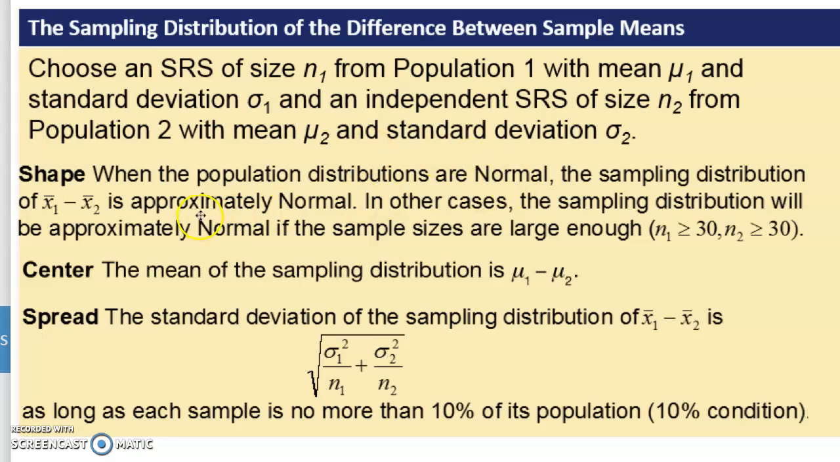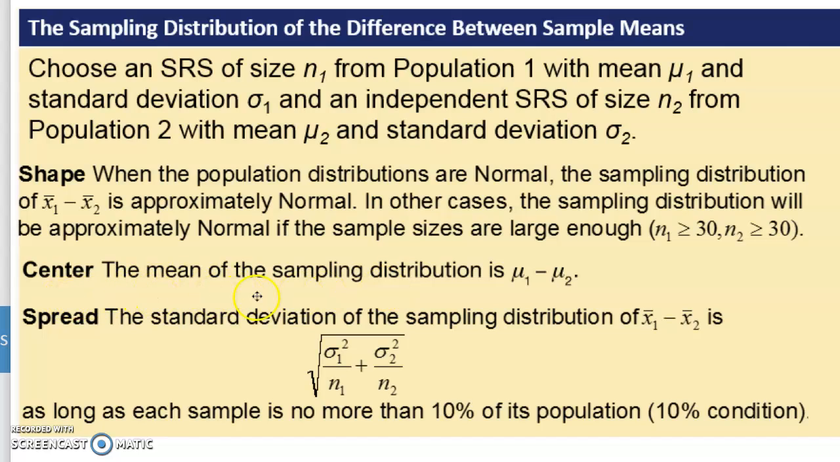So shape. When the population distributions are normal, the sampling distribution of the difference of the sample means, x1 bar minus x2 bar, will be approximately normal. In other cases, when we don't know about the populations, the sampling distribution will be approximately normal if the sample sizes are large enough. In that case, N1 and N2 both have to be greater than or equal to 30. Otherwise, we would need to make graphs and look at them to see if they meet the criteria, looking again for no significant outliers or skewness.